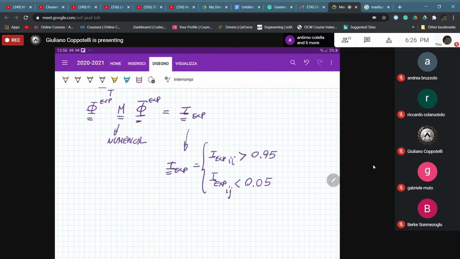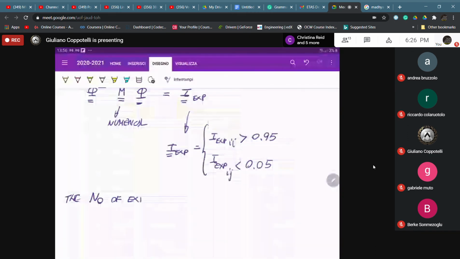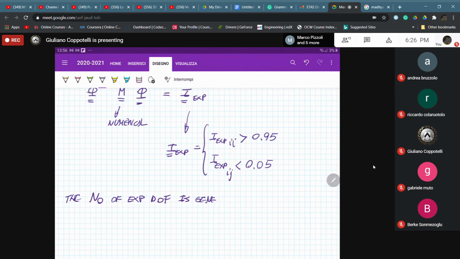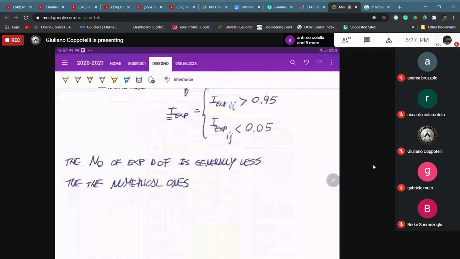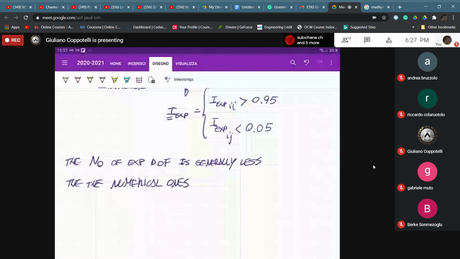By the way, because the number of experimental degrees of freedom is generally less than the numerical ones, we can refer to a reduced mass model or reduced space model from the numerical analysis, and therefore we can introduce what I call an M_R matrix, a reduced mass model.